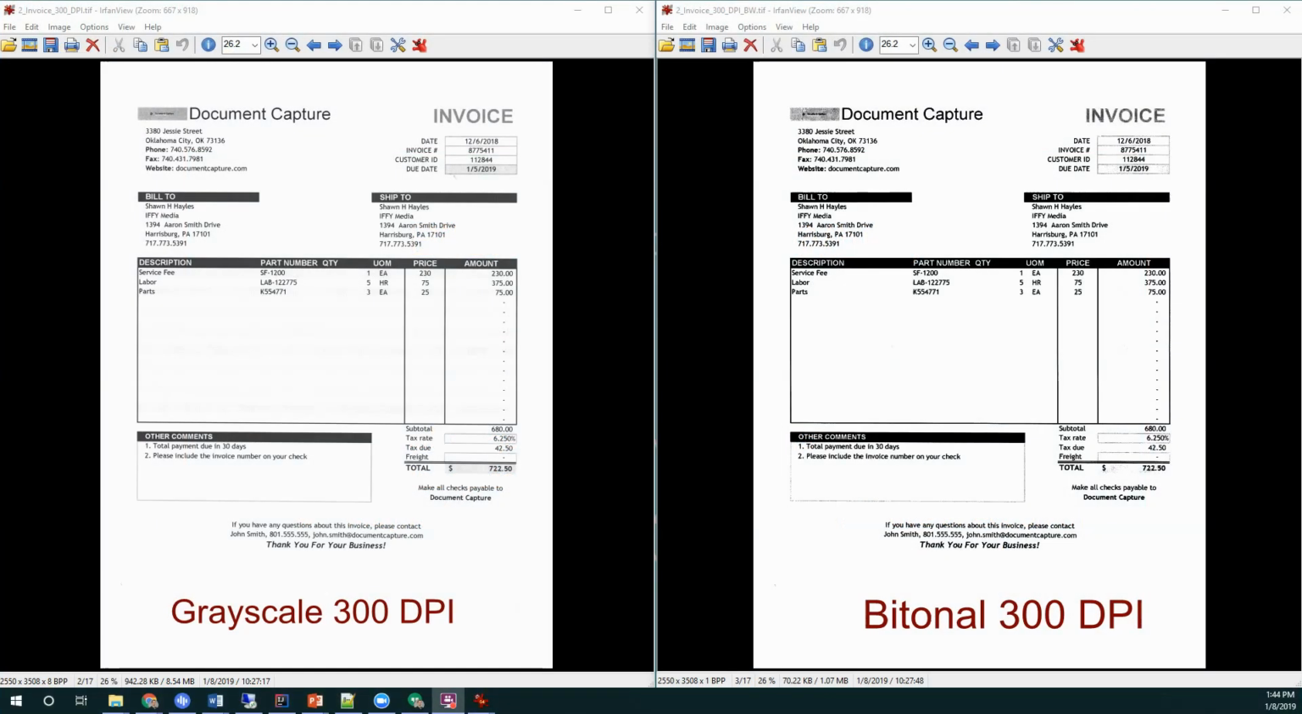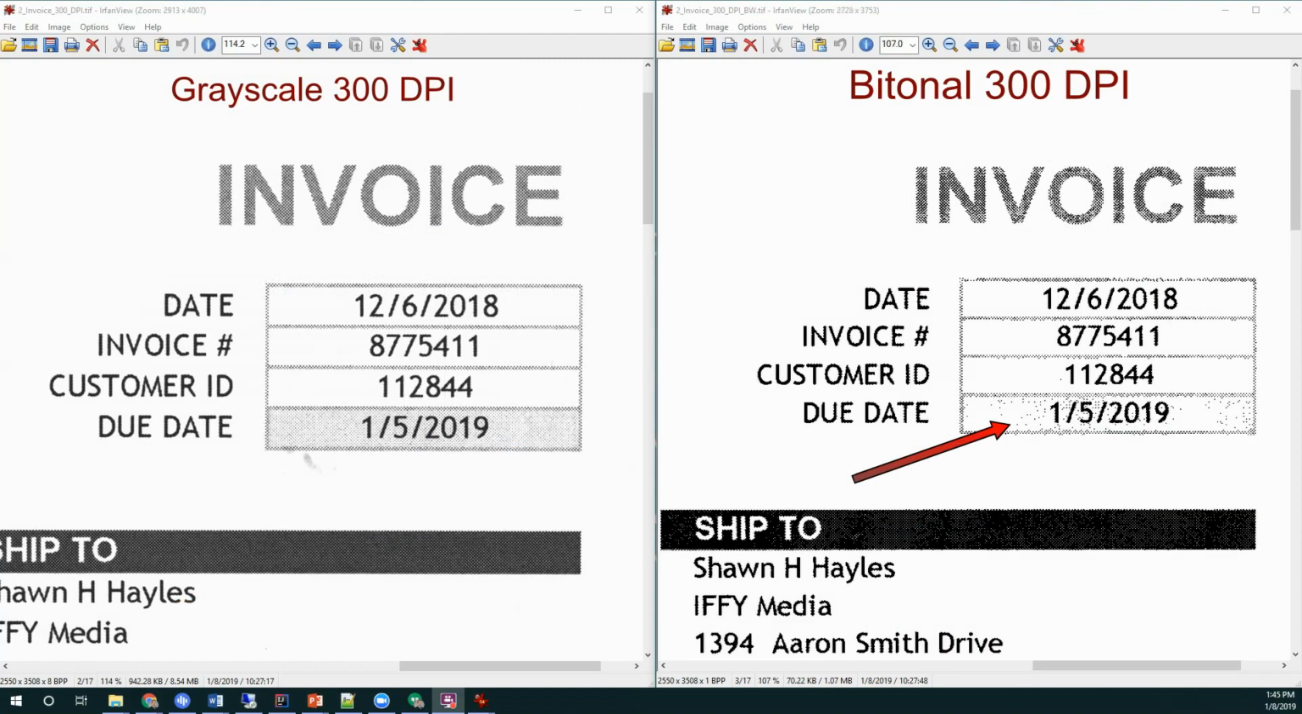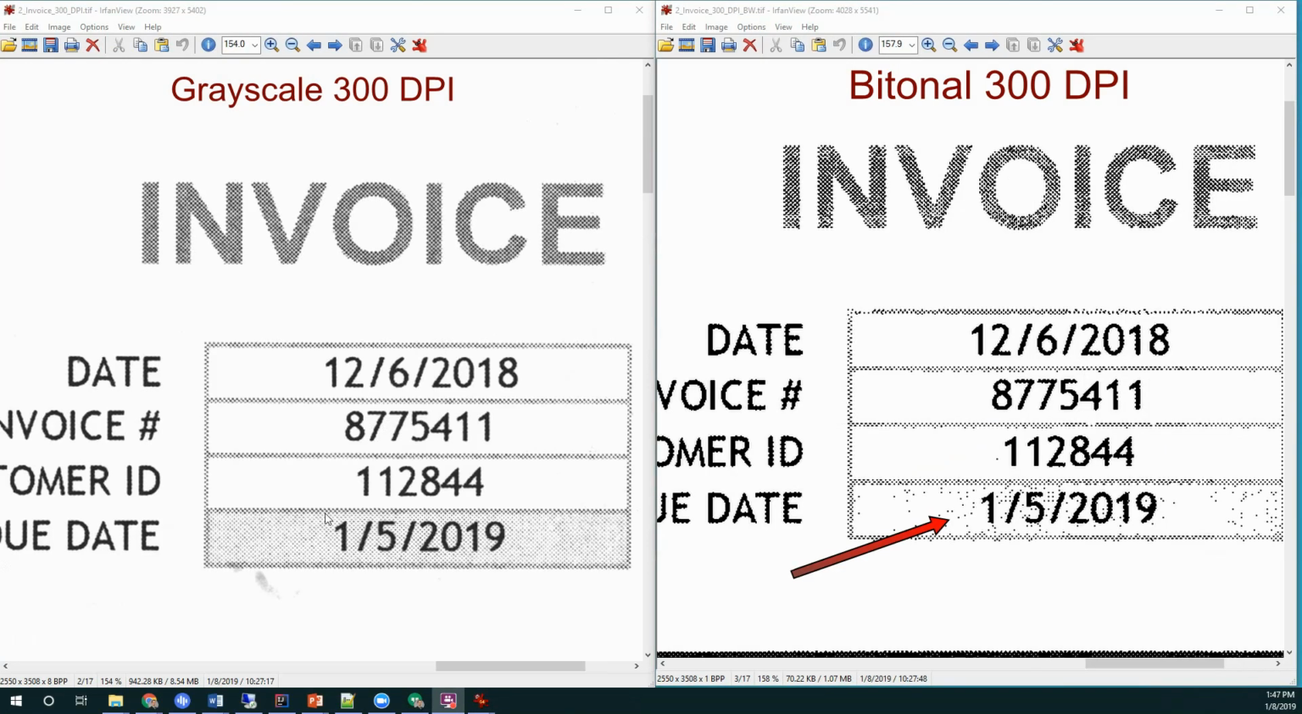Now let's take a look at some samples. The image on the left has been scanned at 300 DPI in grayscale. The image on the right has been scanned at 300 DPI in black and white, or bitonal. Let's take a look at some of the data. By zooming in on the image, the left in grayscale appears much cleaner and crisp. The image on the right has noise around some of the characters. This can result in a less accurate OCR process.